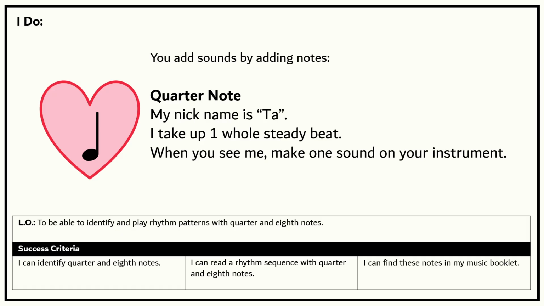When we're playing a percussion instrument or even reading the rhythm of a song, we just say ta. It takes up one whole beat, and whenever you see it, you make one sound on your instrument or your voice.